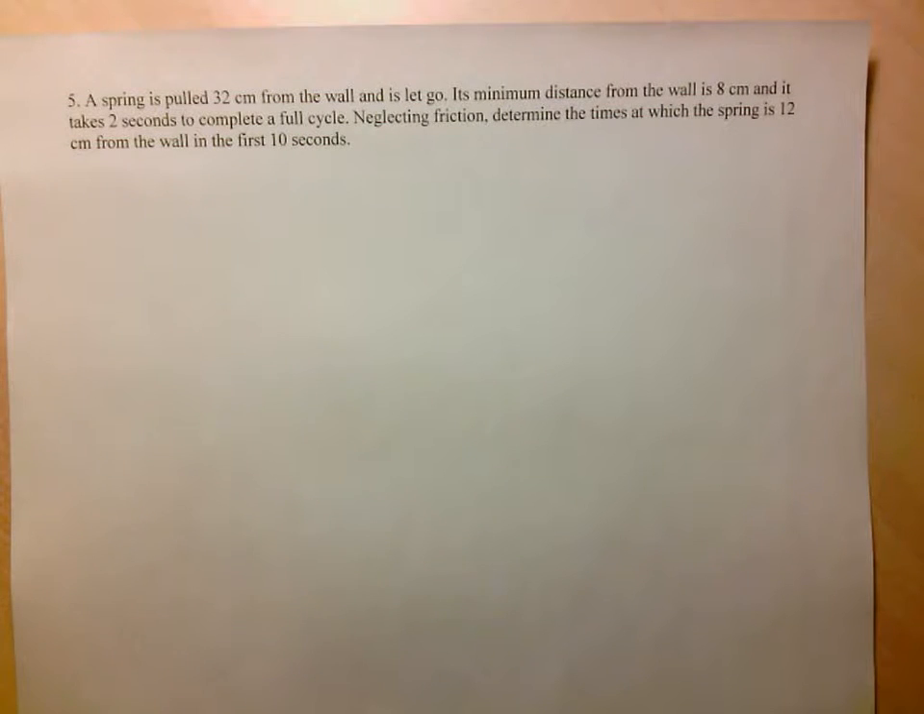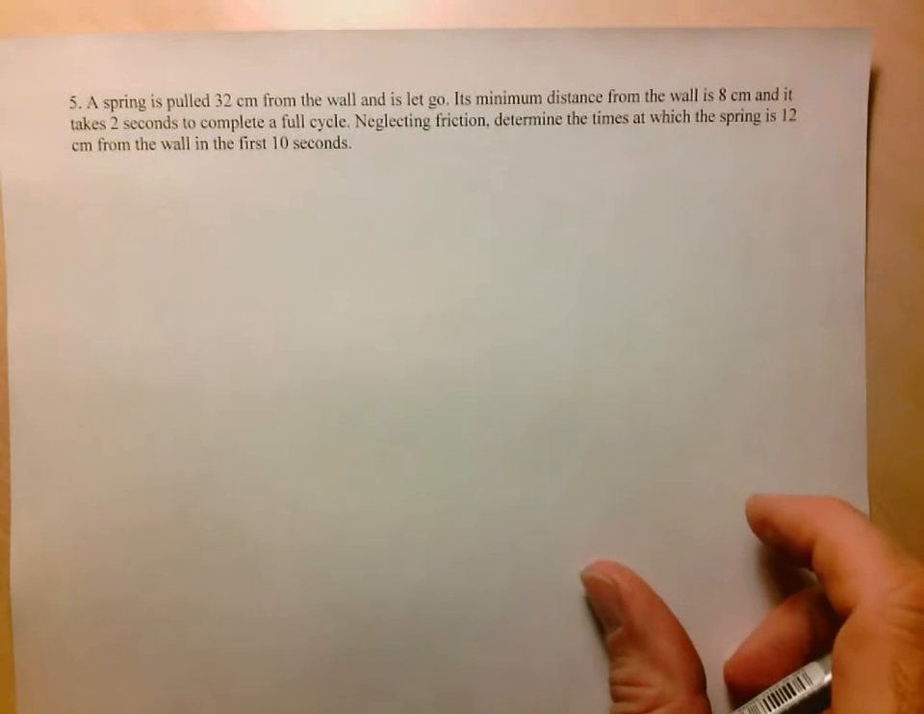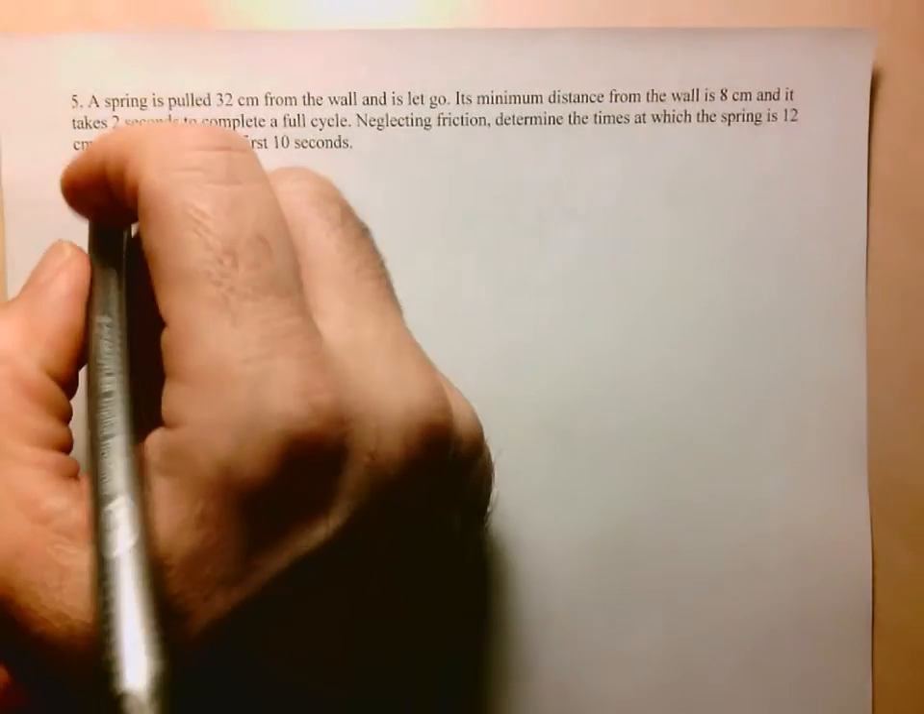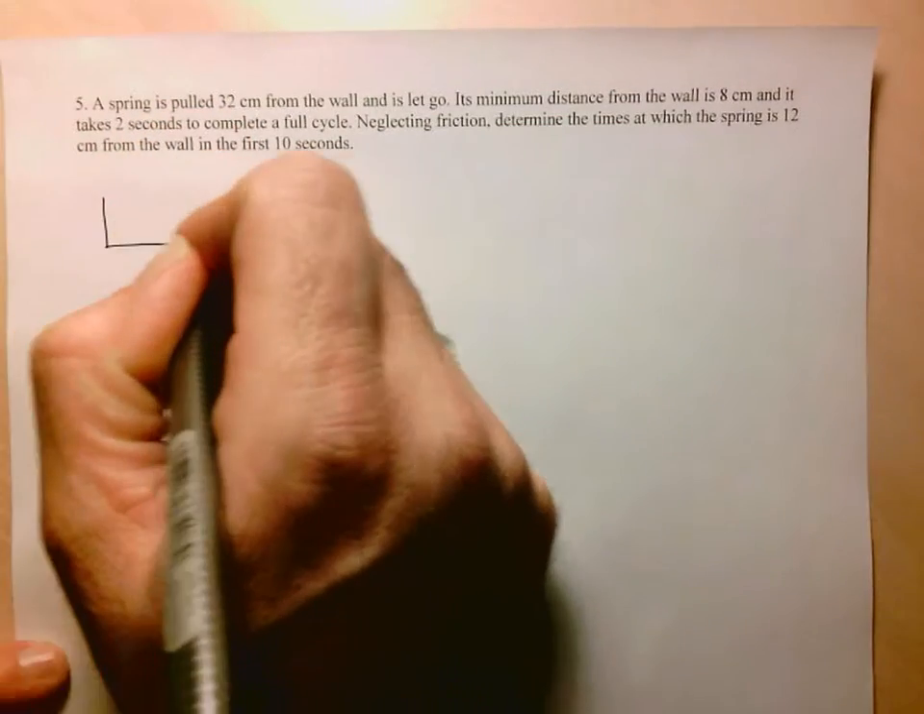Hi folks, we're going to take a look at number 5 from the December 1st worksheet. You've got a spring that's pulled 32 centimeters from the wall and is let go. Let's see what this situation looks like.